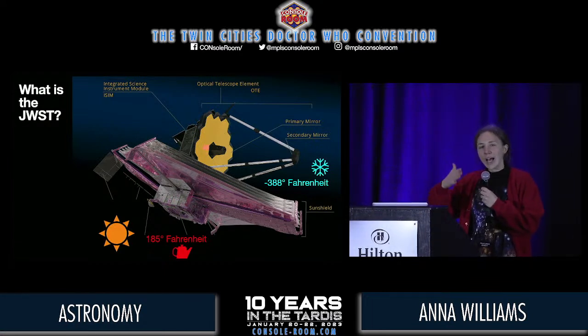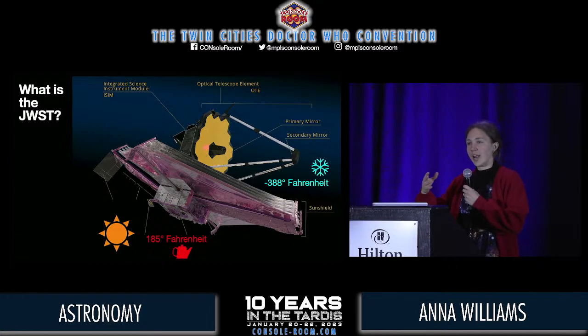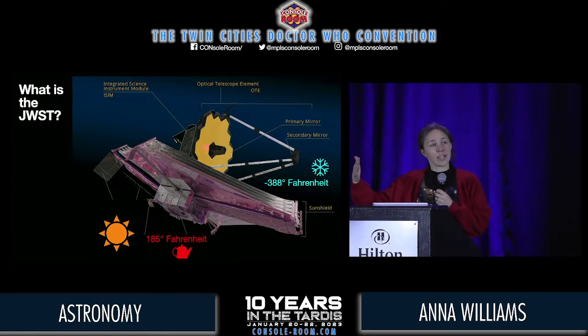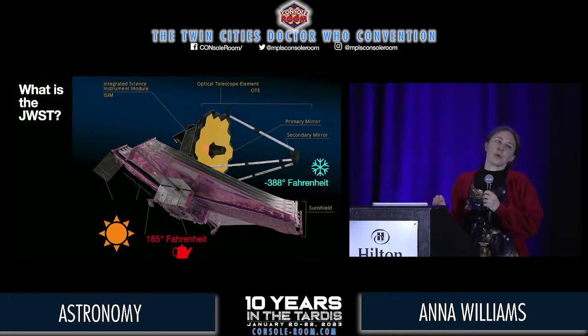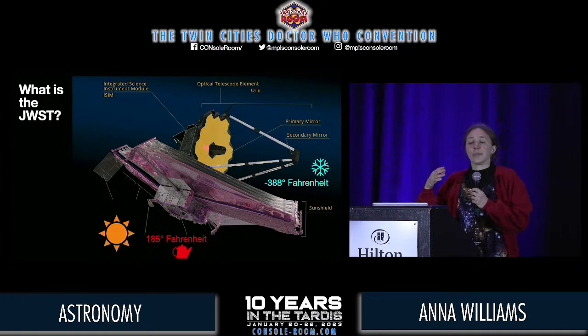But you've got these 5 layers of reflective material that actually attenuate the energy from the sun by 1,000,000 times, so that by the time you get to the other side of the sun shield, it's only minus 388 degrees, a little bit colder than what we're used to here in Minnesota, but you could freeze nitrogen at this temperature. So it's pretty cold.